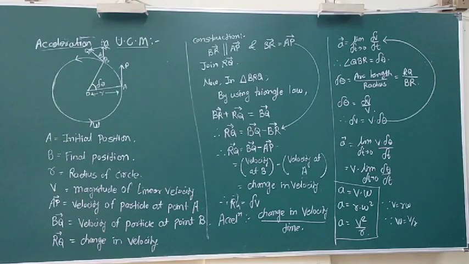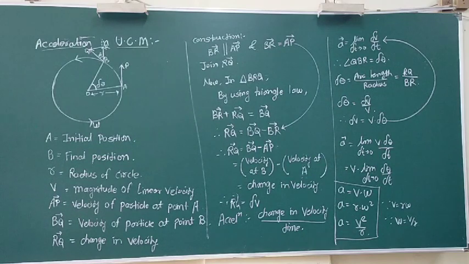Now we construct the diagram, that is BR bar is equal to AP bar. In triangle BRQ we use the triangle law of vector addition. What is the triangle law of vector addition? P bar plus Q bar is equal to R bar. So we get BR bar plus RQ bar is equal to BQ bar. So BR bar goes to that side, and we get RQ bar is equal to BQ bar minus BR bar.